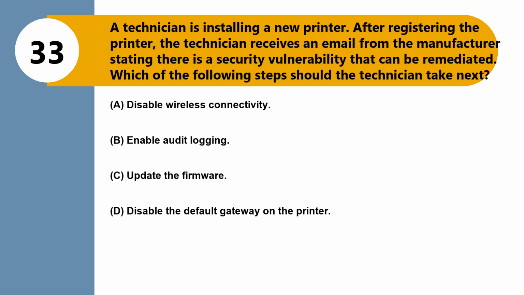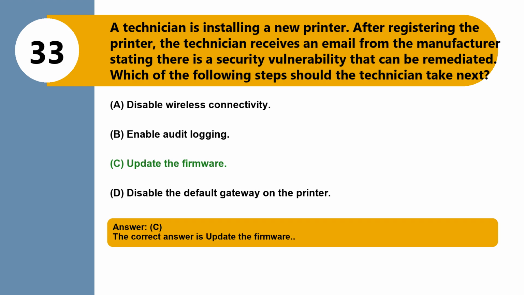Question 33. A technician is installing a new printer. After registering the printer, the technician receives an email from the manufacturer stating there is a security vulnerability that can be remediated. Which of the following steps should the technician take next? Option A, disable wireless connectivity. Option B, enable audit logging. Option C, update the firmware. Option D, disable the default gateway on the printer. The correct answer is option C, update the firmware.